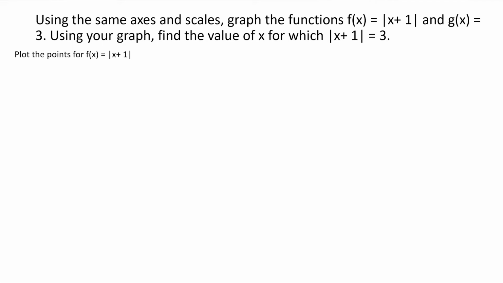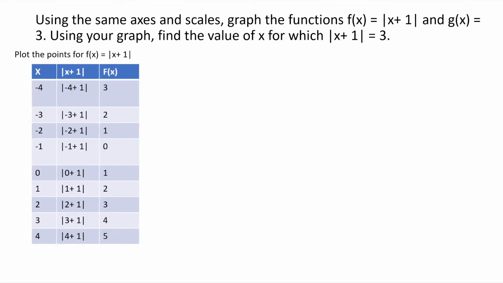To graph, the first thing we need to do is plot the points for f of x is equal to the absolute value of x plus 1. I've drawn out our table and given ourselves the values of x from -4 to 4, so our domain, I've decided my domain is between -4 and 4. So this gives us our x values of -4, -3, -2, -1, 0, 1, 2, 3, and 4.